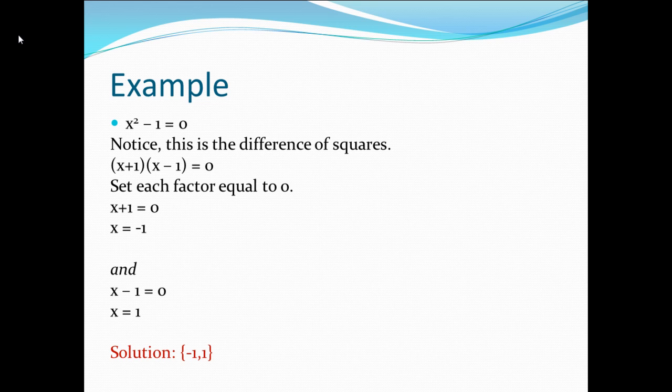We set each factor equal to 0, and we have x plus 1 equals 0. Subtract 1 from both sides, and x equals negative 1. The second factor, x minus 1, equals 0. To solve for x there, we're going to add 1 to both sides and have x equals 1. So our solution set for this quadratic is negative 1, 1.